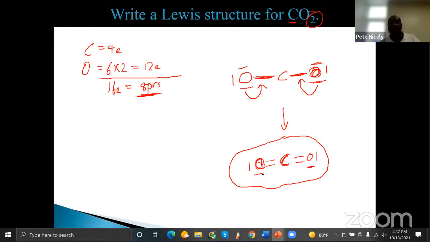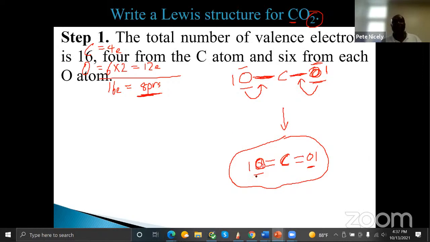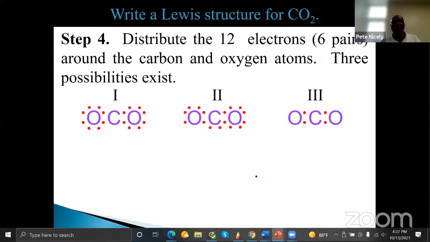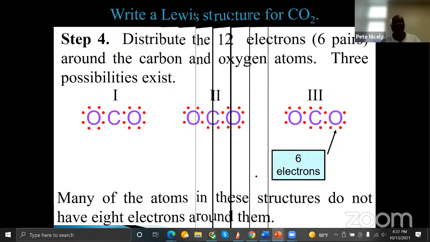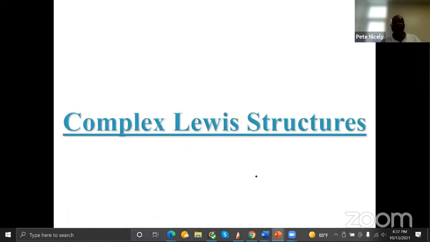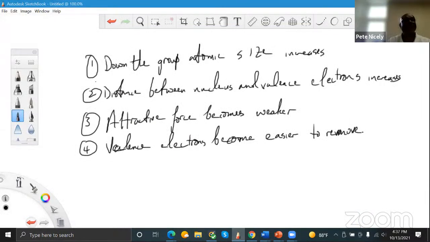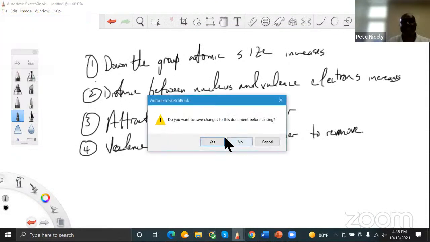Okay, so let's see here. I'm just going to skip this because I went through these steps already. Okay, let's talk about more complex Lewis structures. Now, there are some molecules or polyatomic ions where, oh, you know something? Before I even do that, let me do a couple more examples so that you get a good feel for how this is done.